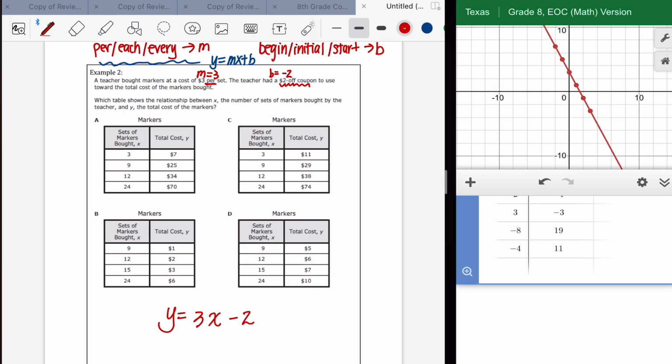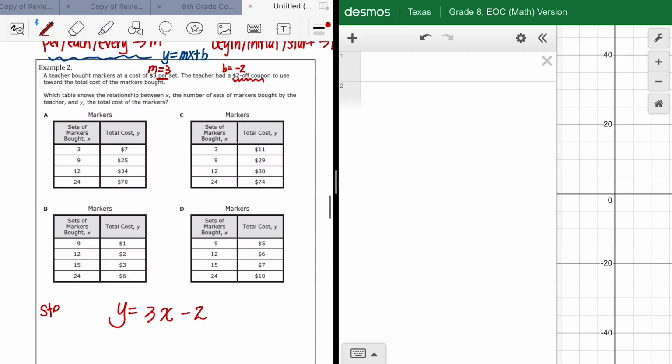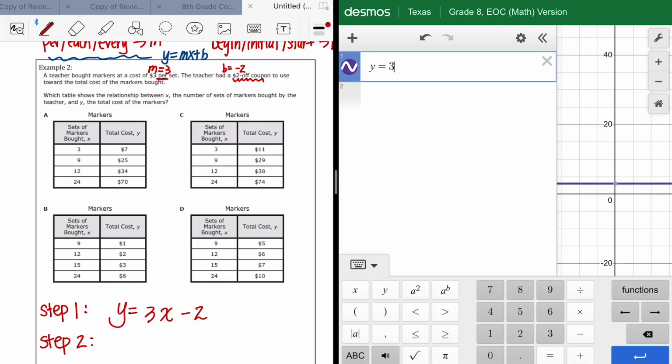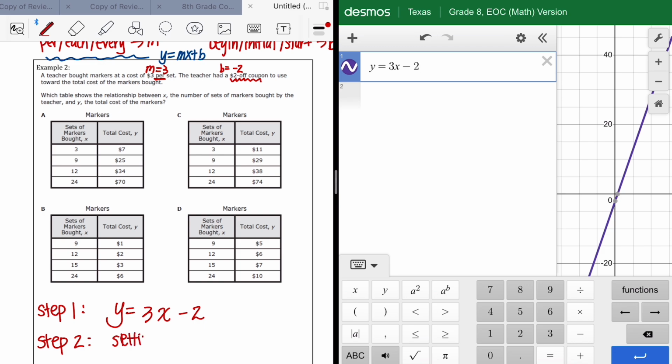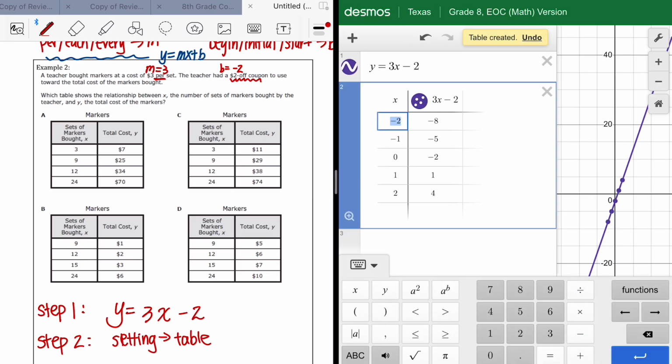So again, same thing. Go into your calculator since we already have an equation. This is step 1, equation. Step 2, type it in. Y equals 3x minus 2, exactly as what we have, type in the calculator. Do not have to convert anything. And then convert, which is what? Setting, table, right? Setting, table. Boom, here's my table.